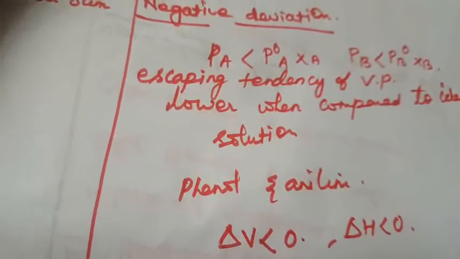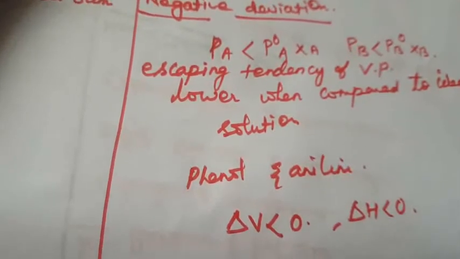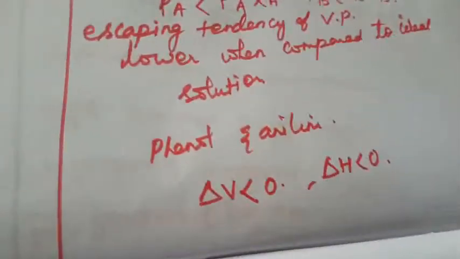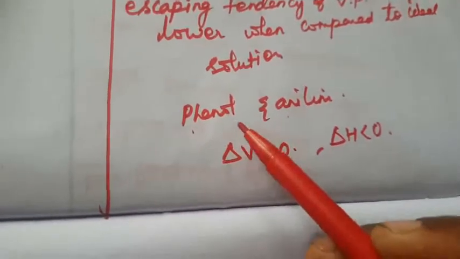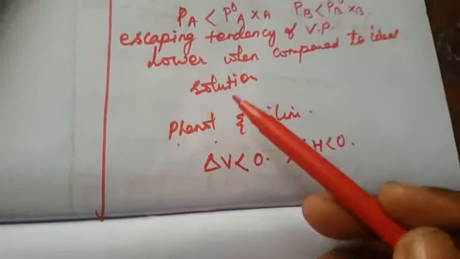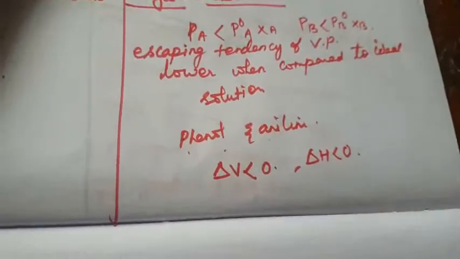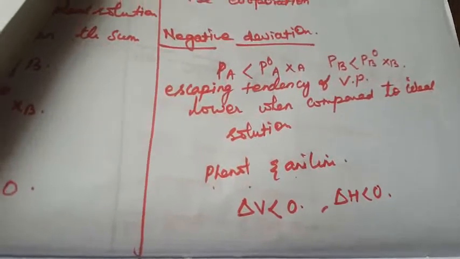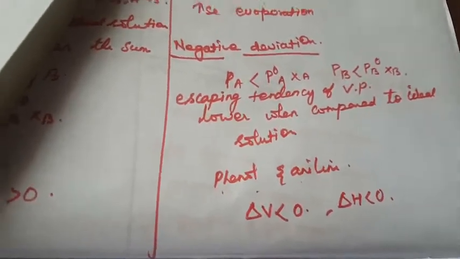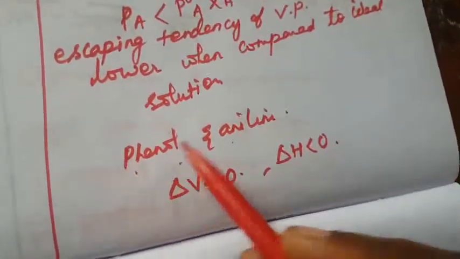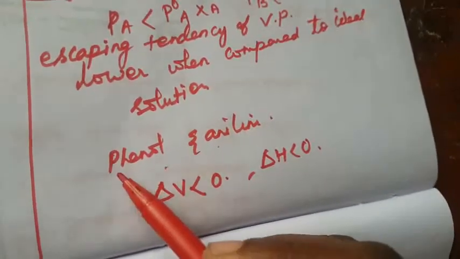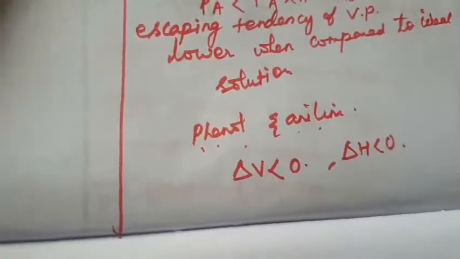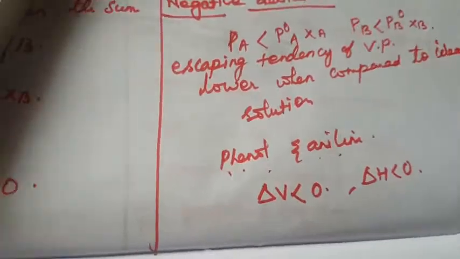However, when mixed, phenol forms a hydrogen bonding interaction with aniline which is stronger than the hydrogen bond in phenol alone. So that is the reason the new hydrogen bond considerably reduces the escaping tendency of phenol and aniline from the solution. The phenol-phenol hydrogen bond is weaker when compared to phenol-aniline, which is a strong hydrogen bond. So the escaping tendency is very much reduced.